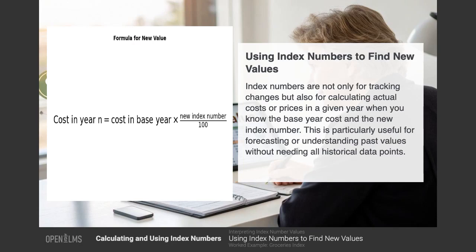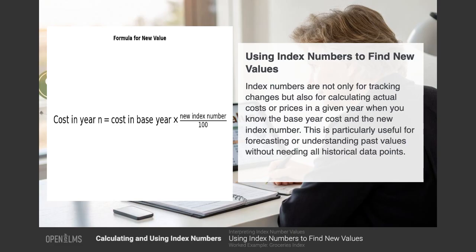Using index numbers to find new values. Index numbers are not only for tracking changes, but also for calculating actual costs or prices in a given year when you know the base year cost and the new index number. This is particularly useful for forecasting or understanding past values without needing all historical data points.